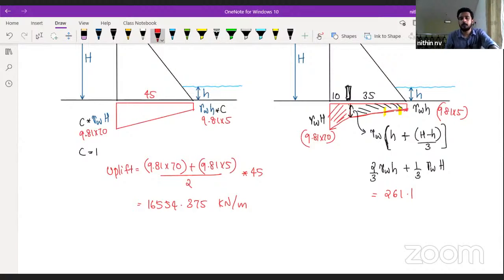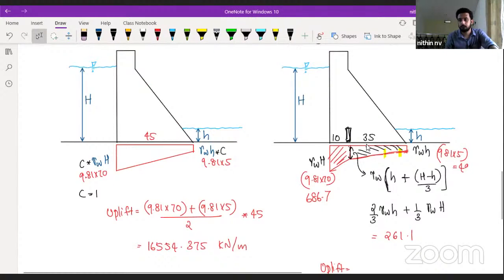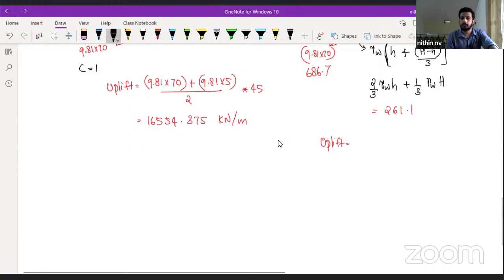Yes, okay, thank you. So how can we calculate that uplift force? Area of that pressure diagram, you know? So this value 9.81 into 70 will be how much, guys? 686 point something, no? 686.7. Yes. So the other portion will be 49.05. Correct? So the first part, I can just split it into two parts. The first part will be 686.7, trapezoid, (A plus B) by 2.